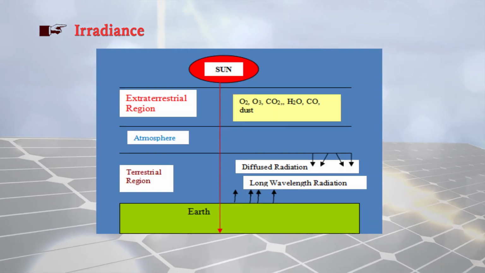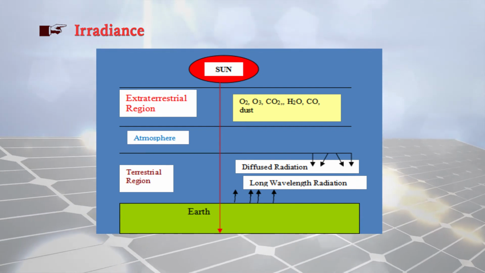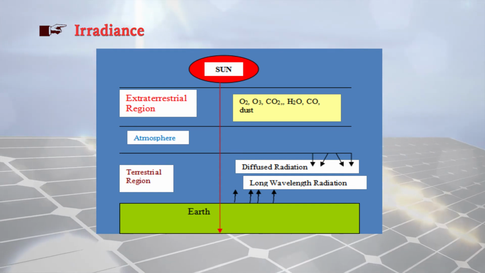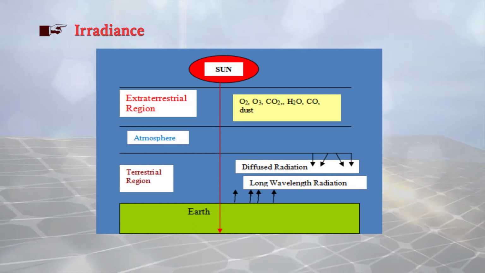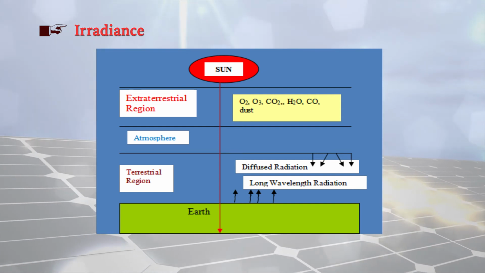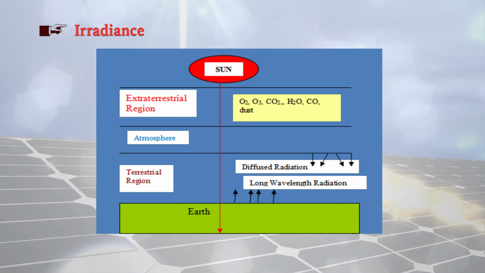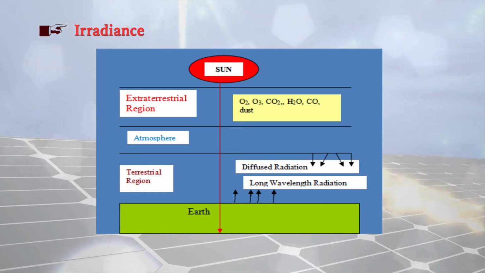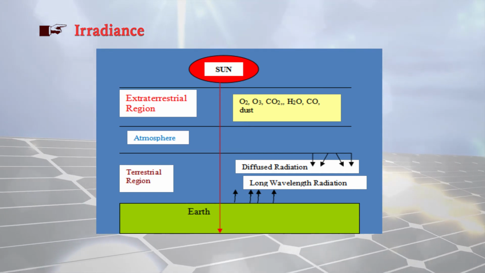So here you can see the top one is the sun and the lower one is the earth. So between sun and earth there are three regions. The top one is the extraterrestrial region, which has oxygen, carbon dioxide, water, carbon monoxide and dust. And the middle one is the atmosphere, which is in between the extraterrestrial region and terrestrial region. In the terrestrial region there is diffuse radiation and long wave radiation, which is shown here, and the third part is the earth. So here you can see how the diffuse radiation and long wave radiation occur.